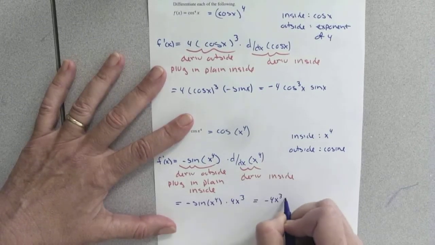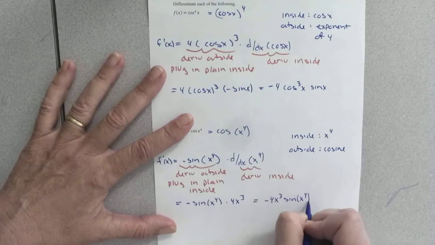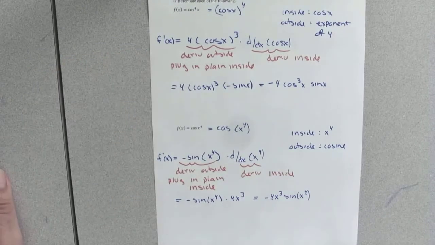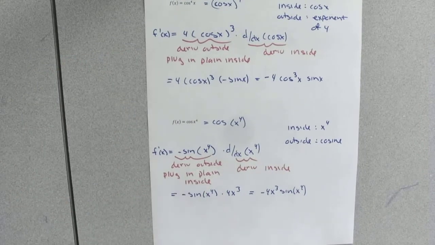All we can do to simplify this one, and it isn't any simpler, it's just a little prettier, is move the 4x cubed to the front. And so there's my final answer. And again, notice the angle does not change. The angle started out as x to the fourth. Yes, the cosine changed to negative sine due to calculus, but we didn't do any trigonometry. And so my angle stayed the same, still x to the fourth.